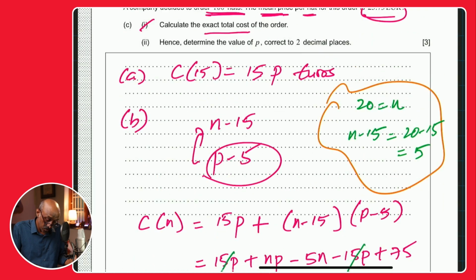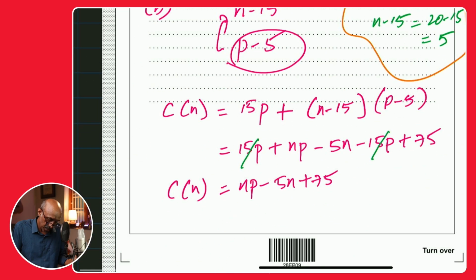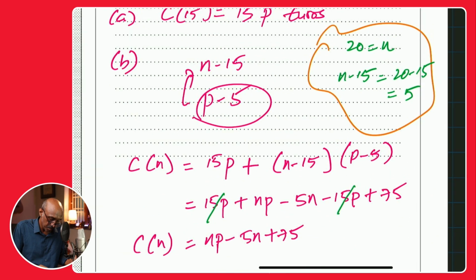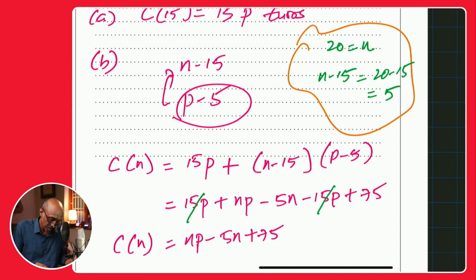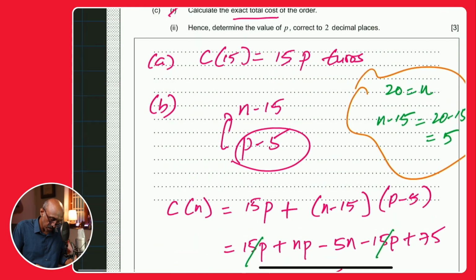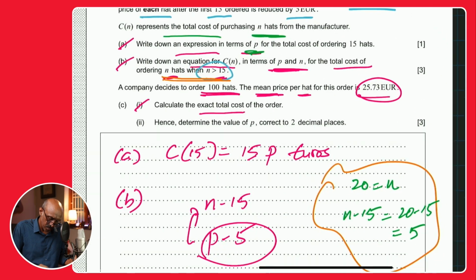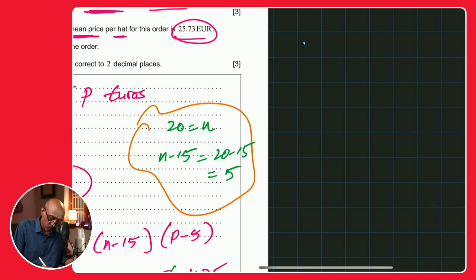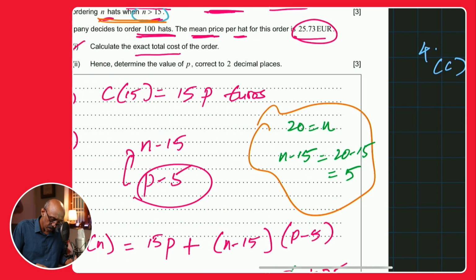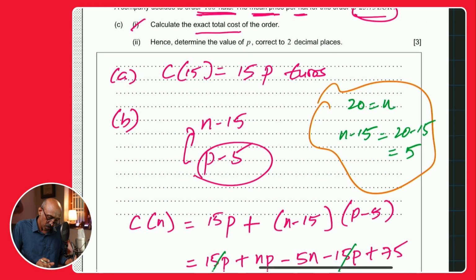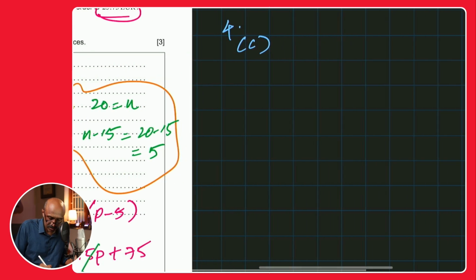Is there space here? No, I don't know what's going on with the space. So remember the tip that I gave you in the earlier parts. Make sure that you write it on a separate paper. Ask for a separate paper and mention the correct question number there. So I'm just going to write this as 4C, am I right? Use a phrase in the question. Exact total cost for 100 hats.